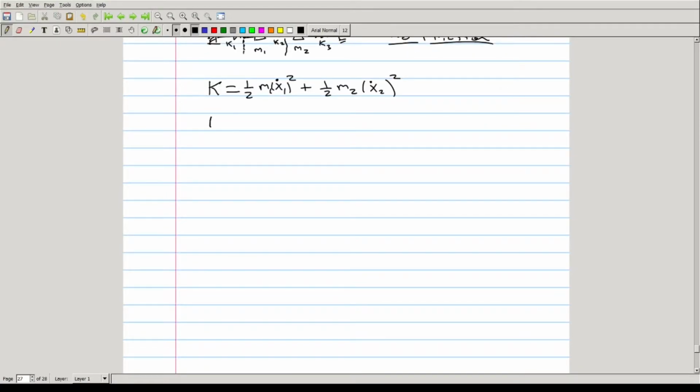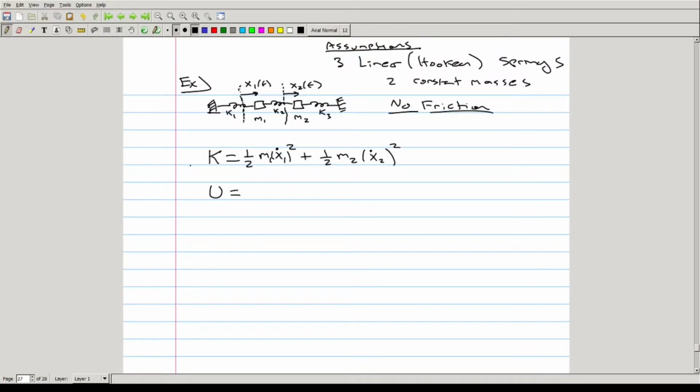The potential energy of the system is what's called a spring potential, which even for nonlinear spring force relationships, we can often find potentials that generate those nonlinear force relationships. The potential for a linear spring, though, is going to be K1 x1 squared over 2. This is for this spring right here.